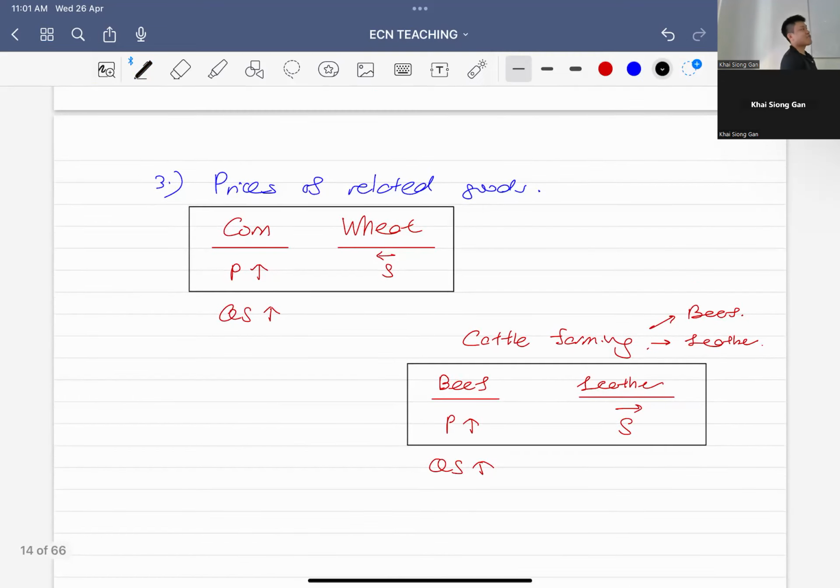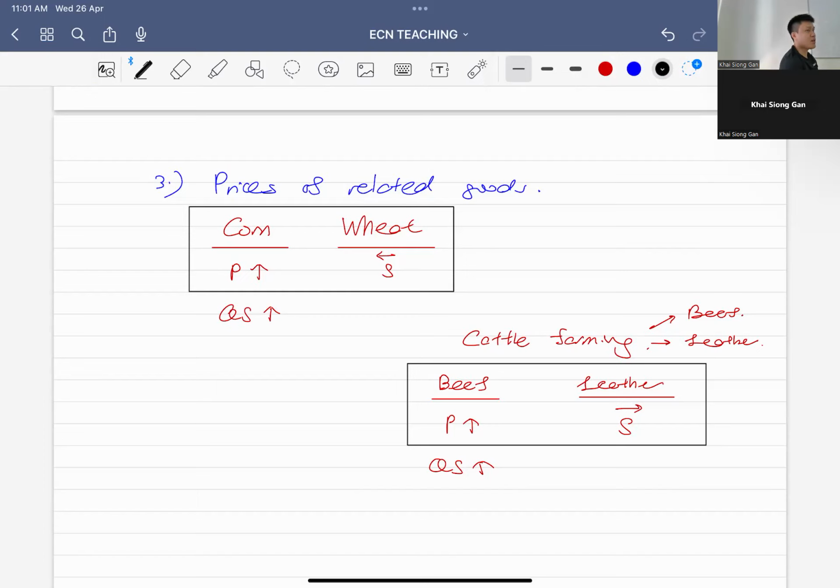Okay, the next factor is the number of firms. When there are more firms in the market, that means there are more producers, so supply will increase. And the last one is expected future prices. If you are a producer and you foresee that the prices will increase in the future, then what will you do? You will keep the product right now first. You will stock the product and sell more in the future. So the supply for now will decrease. Supply decreases first, but increases in the future. So those are the non-price factors for supply.